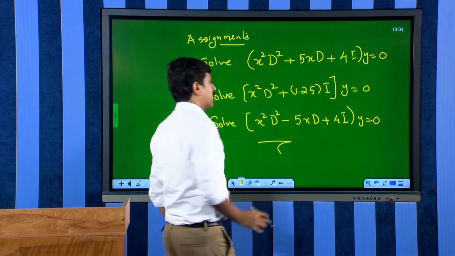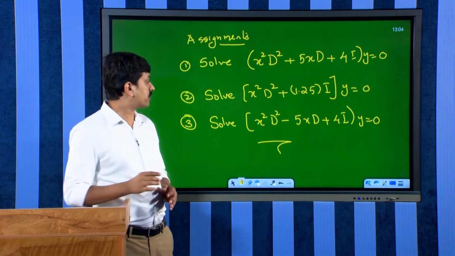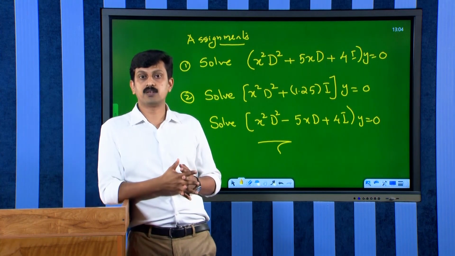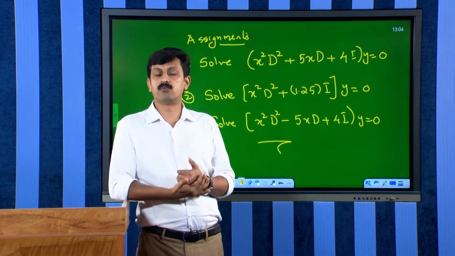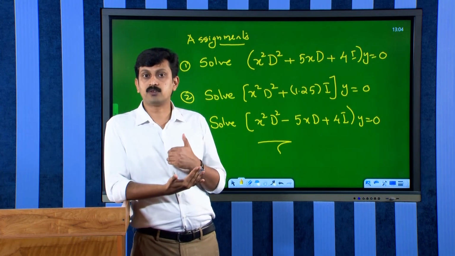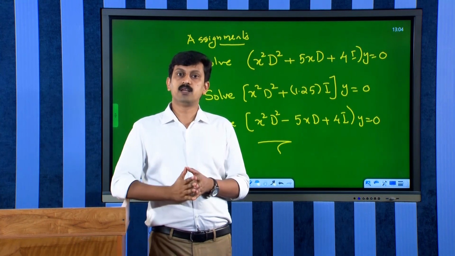Try to solve these questions, that will make you more clear about the Euler Cauchy equation. Also, you can use the initial conditions, in which case you will get the particular solution for the differential equation.